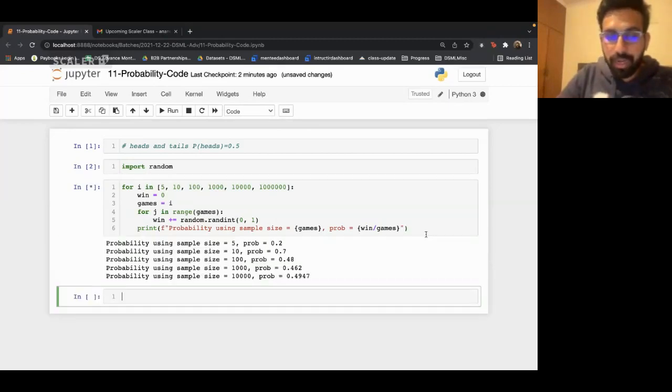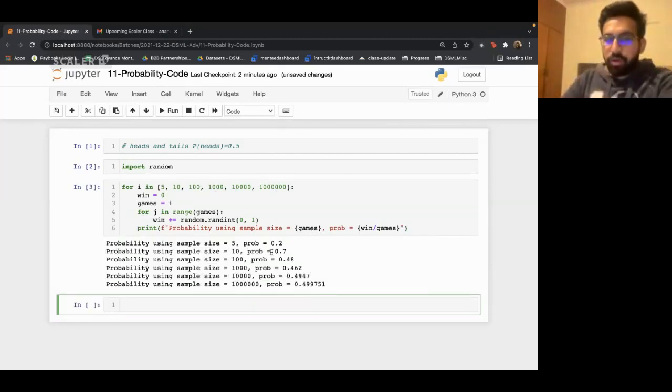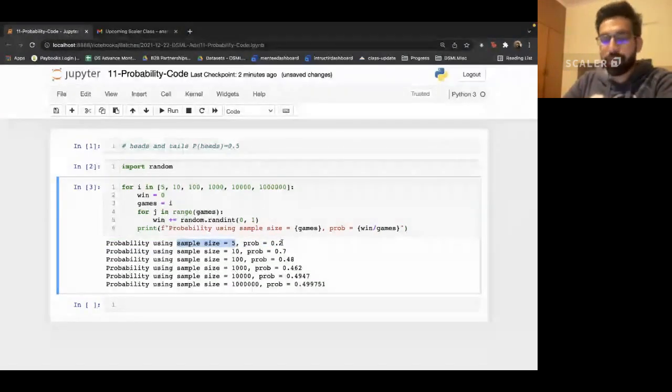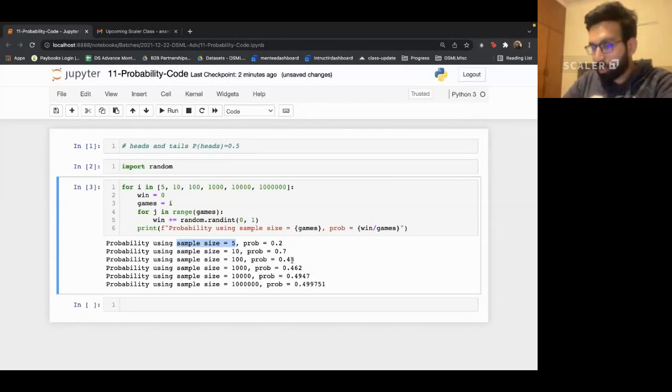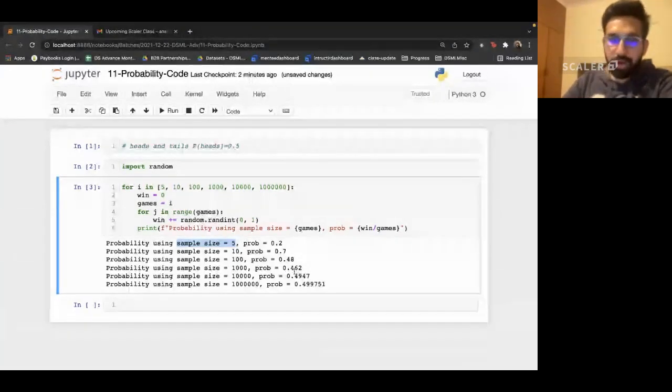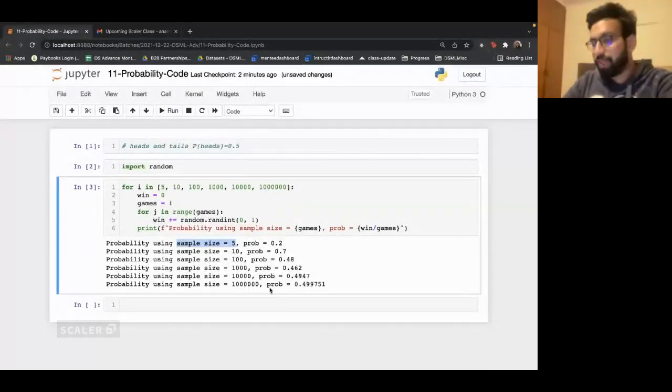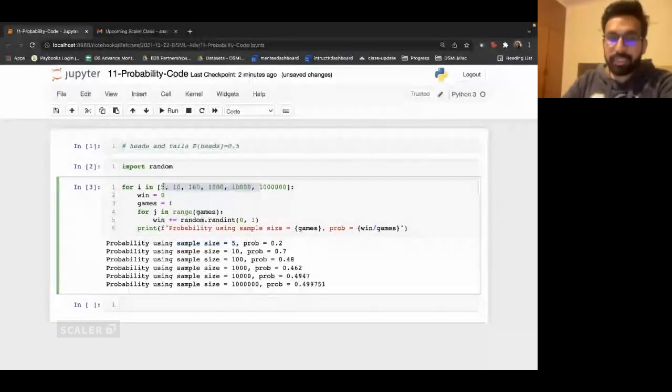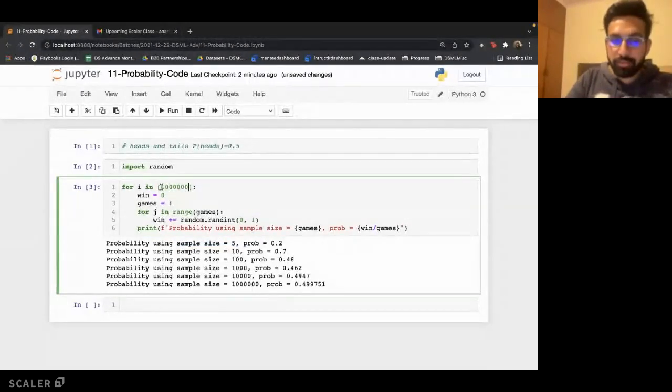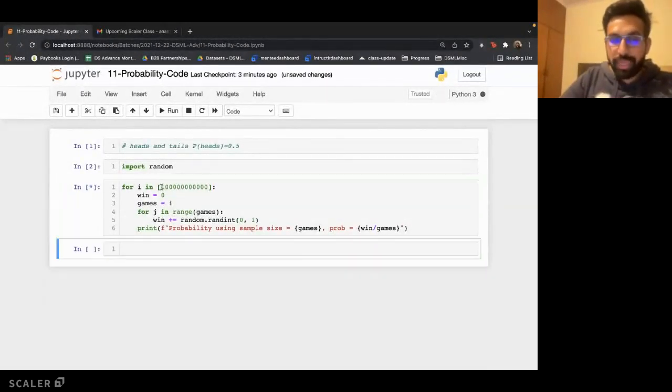If I run this, for the first case, when the sample size is small, it's no way close to 0.5. With 10, again, it's no way close to 0.5. With 100, 0.48, yes, somewhat closer. With 1000, 0.462, again not closer. For 10,000, it became better, 0.4947, very close. And for this much, it's very, very close. Now I'm going to run this again for a bigger number and see what we get here.